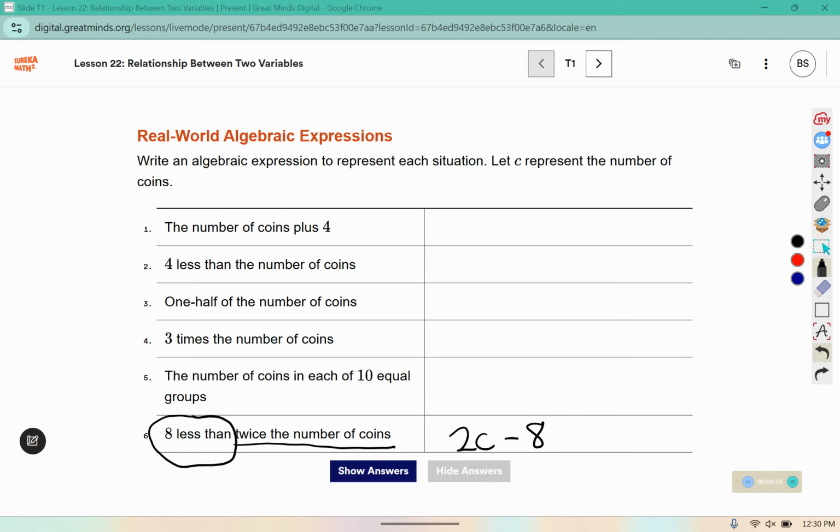You are just writing an expression, so it does not need an equal sign, and make sure you're using C as your variable to represent the coins.